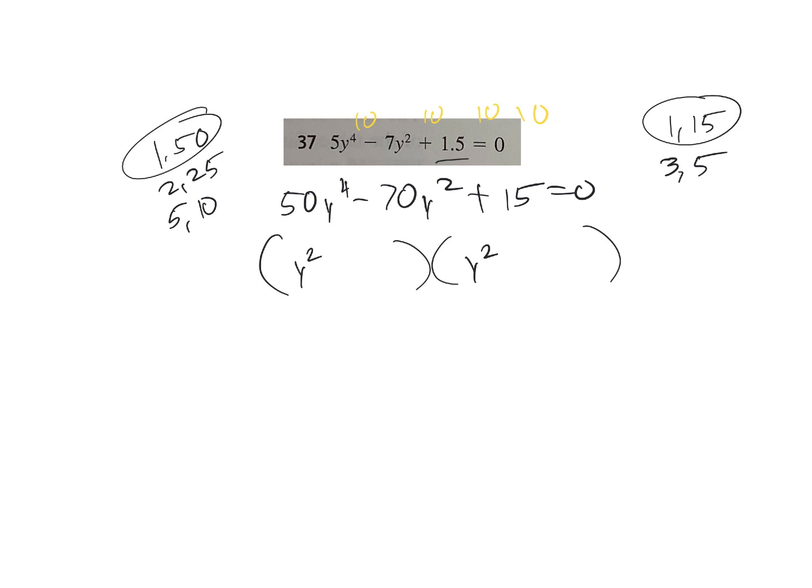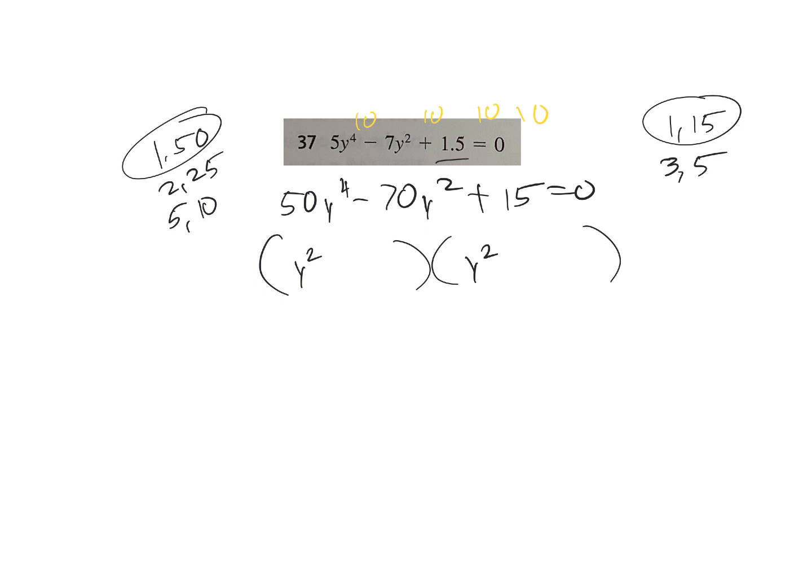So maybe, let's just try 2 and 25 and 3 and 5. So 6, that'd be 10 and 75. That's not going to work either. Let me think through it. Now you think through it and try to figure it out.